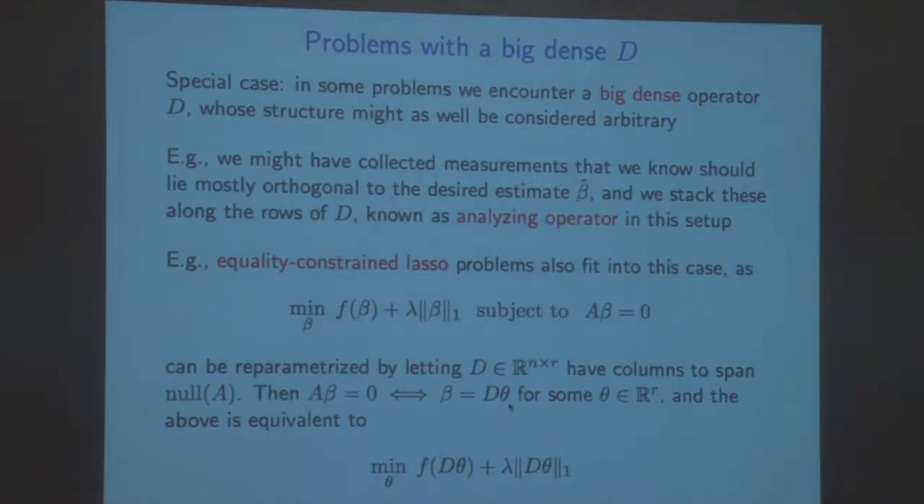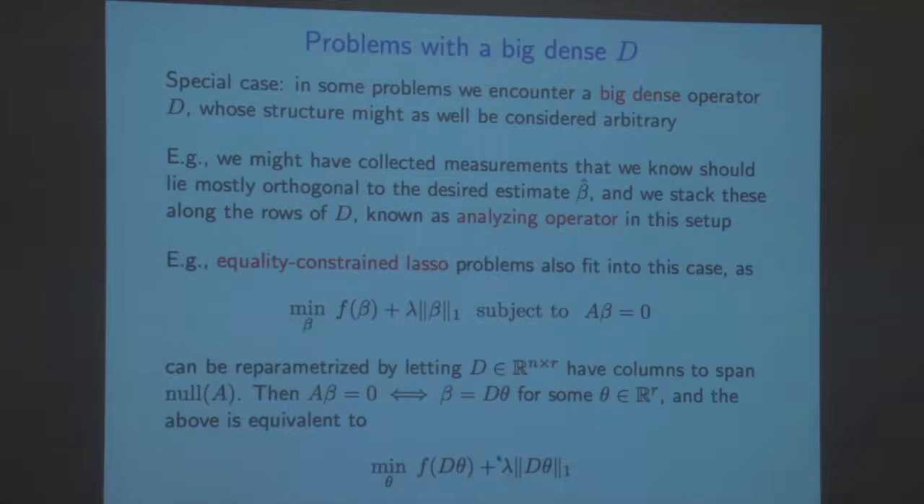And so I can reparameterize this problem now in terms of the coefficients that I'm going to take in that linear combination of the columns. So I can minimize over theta, and every instance of beta now I replace by D times theta. And so this would be another smooth loss function in theta, and now you can see that this L1 penalty on the coefficients beta has been transformed into an L1 penalty on D times theta.